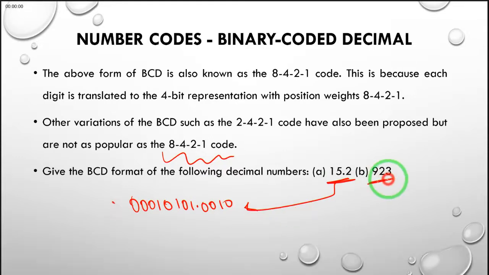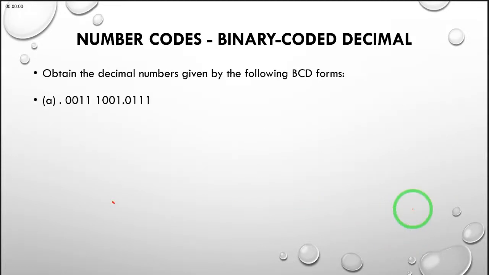Another example: we want to convert this number to its BCD code. You simply have 9 as 1001, 2 as 0010, and 3 as 0011. This is our BCD code for 923. On the other hand, we might need to convert from BCD code to decimal notation. Here we have an example asking us to obtain the decimal number represented by the BCD code below. This is very simple.